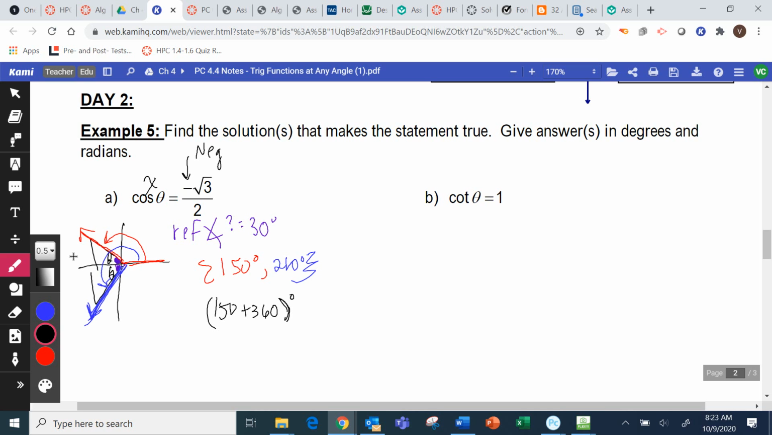Every integer. Any integer. Including, yeah, so that'll include negatives. Would that include 0? Yeah. Okay. So maybe I would do like 360n. Same thing with 210. We could do 210 plus 360n, where n is an integer. That would give me all my solutions.